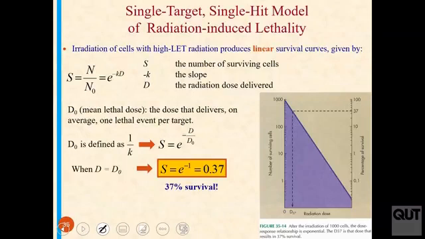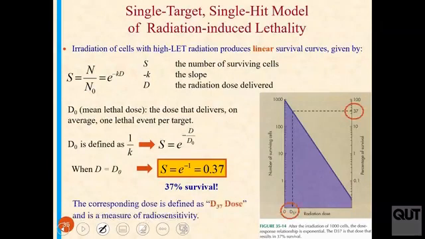When D0 equals D, the cell survival equals 37%. So that's 0.37, which always comes up in exponential graphs. That's called the D37 dose, and that's a measure of radiosensitivity.